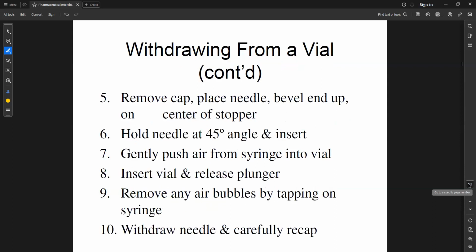Then remove the cap and place the needle, bevel end up, on the center of the stopper. Hold it at a 5-degree angle and insert. Some of them you can do at 45, some you do at a 90-degree angle. So gently push air from the syringe into the vial, then insert the vial and release the plunger. Remove any air bubbles by tapping on the syringe, withdraw the needle and carefully recap. But for most of the procedures we do not recap our syringes or needles, as that is not very safe.